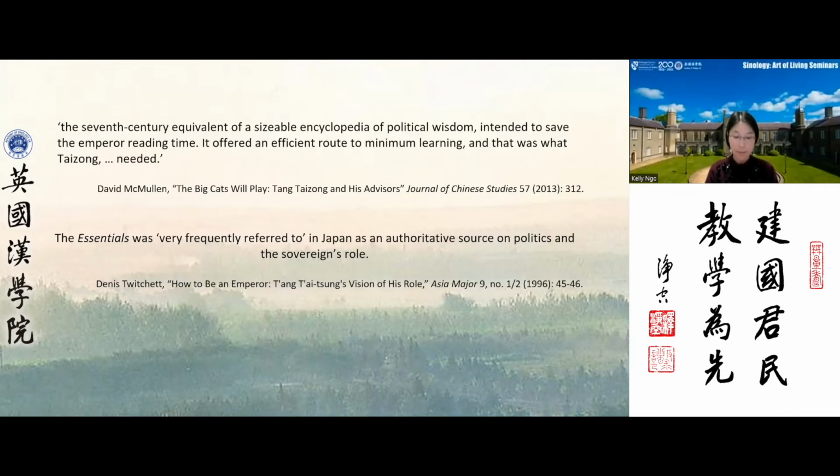So, get the idea that the Essentials was really, it's called the Essentials. Taizong is having to learn on the job as the emperor, probably fairly busy, a lot of things to do, not a lot of time to study, only interested in what he really needed to know.